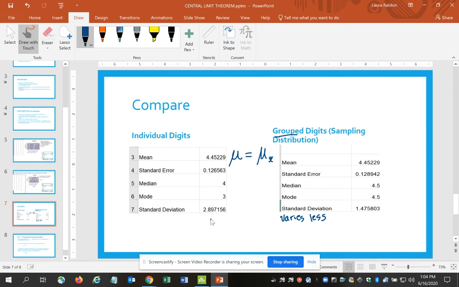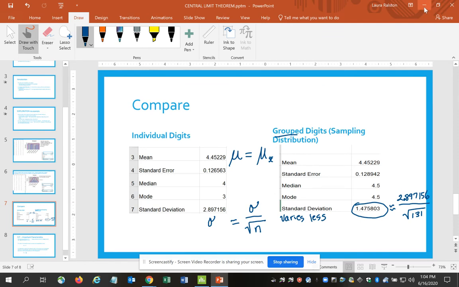You have the original standard deviation, and the new standard deviation is equal to the original standard deviation divided by the square root of your sample size. So this value for your standard deviation here should be approximately the original standard deviation, 2.897156, divided by the square root of the 131 groups that I had. And I can prove that to you.